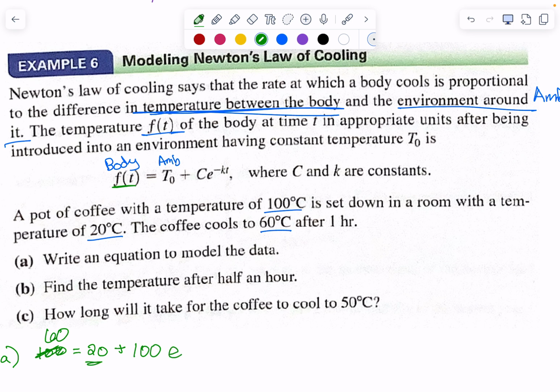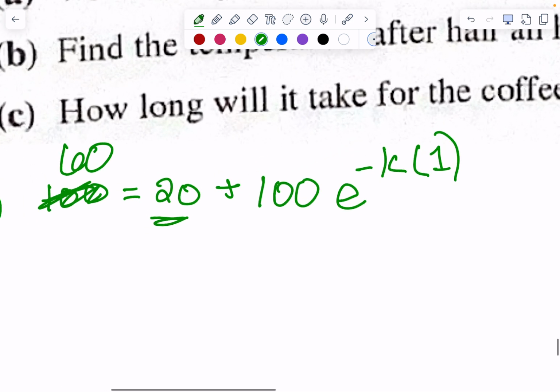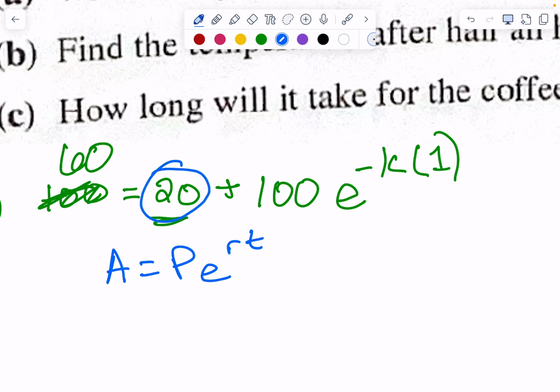E to the negative K, and T is 1 hour. And there are my units in hours. It doesn't say units, just time in appropriate units. Does that make sense? If we had this in terms of A equals P e to the RT power, the only thing we have extra in this equation is the ambient temperature, because that's taken into consideration. So P is the principal, that's 100. The after amount is 60. That's kind of how that works out.